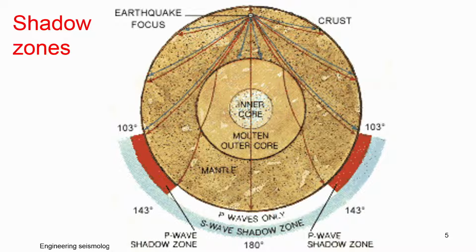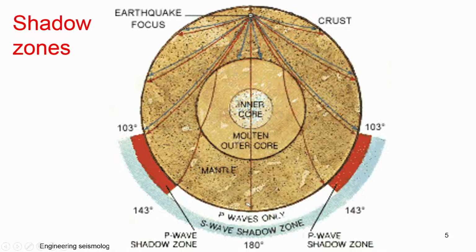So, in between there is no wave that comes, even though the initial path is the same. Okay. In between there is none. This zone is called a P wave shadow zone. So, similarly this side also. So, this is your vertical zero.